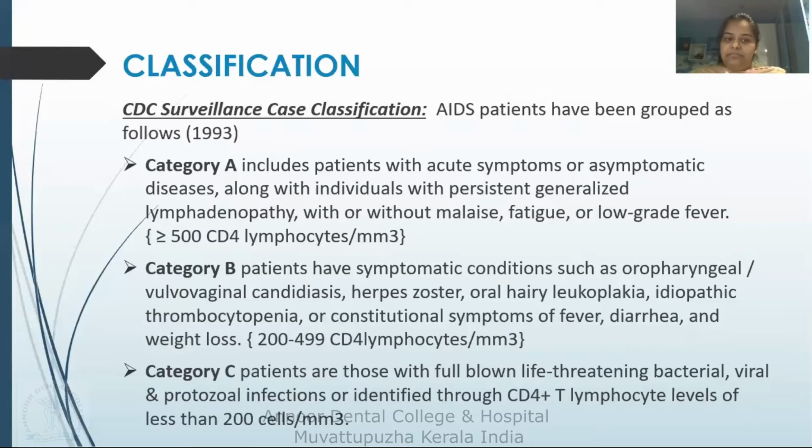Now coming to category B, these are patients who have symptomatic conditions, unlike the other one, which didn't have any symptoms, or they were asymptomatic, category A. But in case of category B, they have symptomatic conditions such as oropharyngeal, vulvovaginal candidiasis, herpes zoster, oral hairy leukoplakia, idiopathic thrombocytopenia, constitutional symptoms like fever, diarrhea, and weight loss.